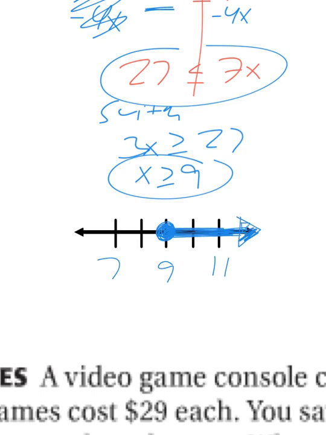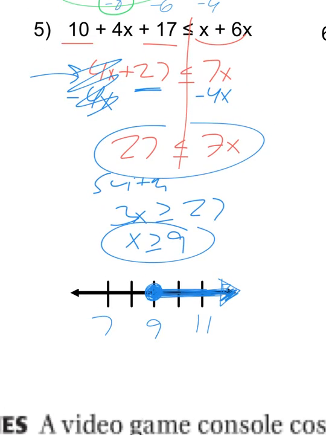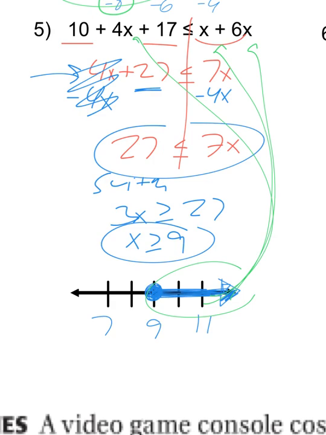10, 11, 12, 13, 14, 15, 100, 115. Everything above there is a solution to the original inequality. Anything over here I could plug in to all those x's, and the left side will be less than the right side, because that's what the sign tells me.